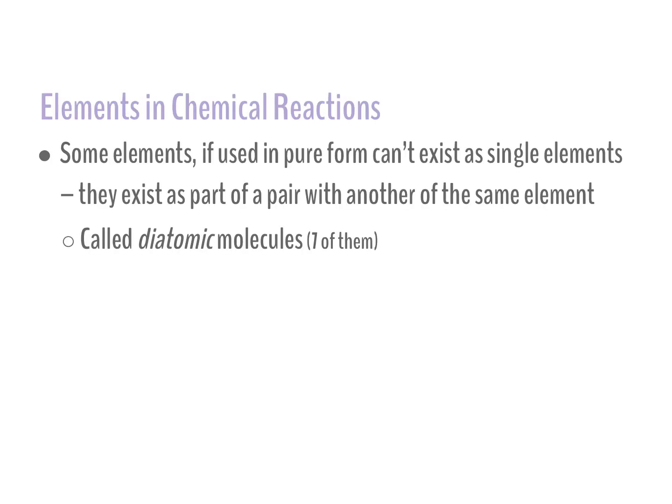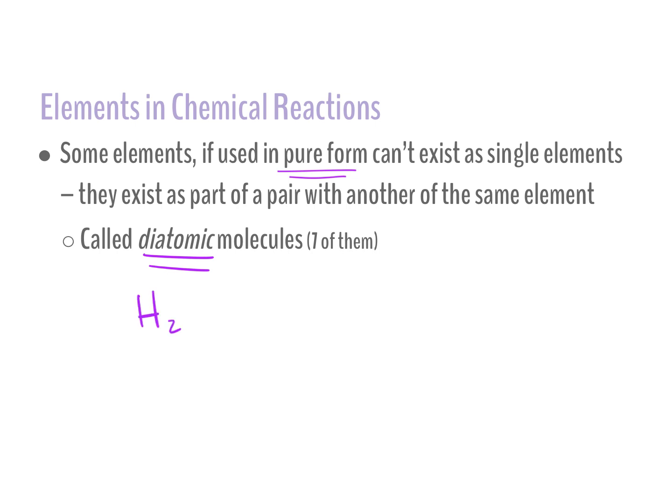Okay, if they are existing by themselves in pure form, they can't exist as single elements. They have to exist in a pair with themselves. So these are called diatomic molecules. Which means basically these elements are too unstable to exist just on their own. They have to exist in a pair. So it's like a buddy system thing all the time. There are 7 of these diatomic molecules. I'm going to list them, but then I'm going to show you how to pick them out on the periodic table. Okay, so 7 of them.